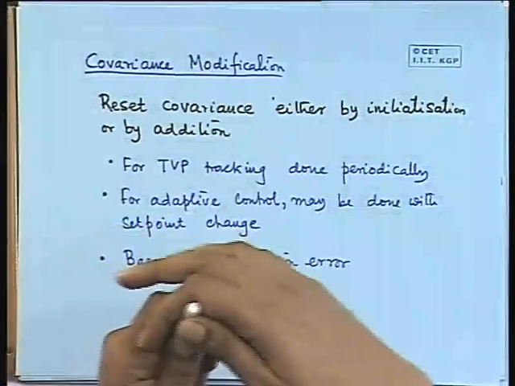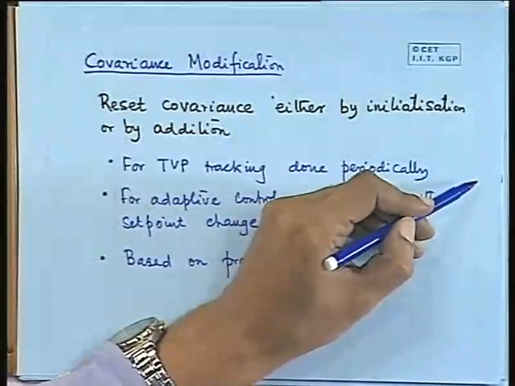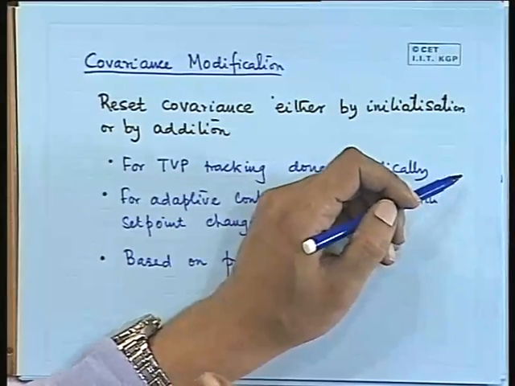The other thing is covariance modification. See, sometimes what happens is that the covariance is the gain of the least square estimator. So if the covariance goes to 0, then the estimator gain goes to 0. Now, covariance is what? Covariance is phi transpose phi inverse, roughly speaking, not roughly speaking, exactly speaking. So that obviously goes to 0. Now the problem is that suppose you have a case where the parameters typically change with what? Set point.